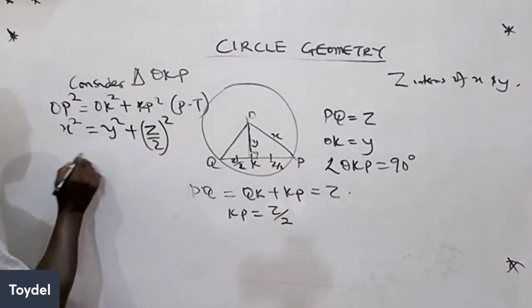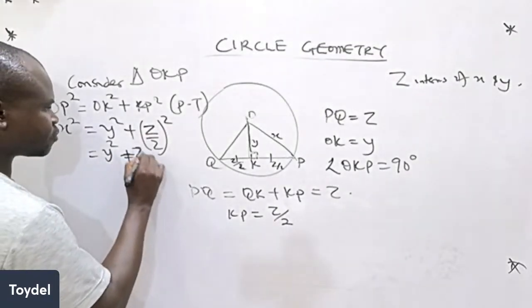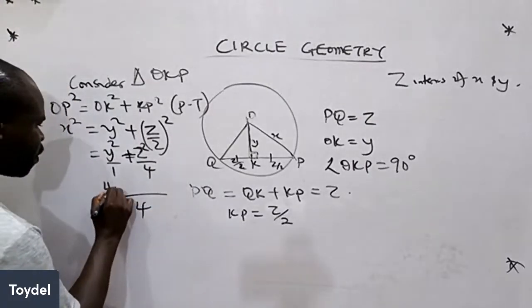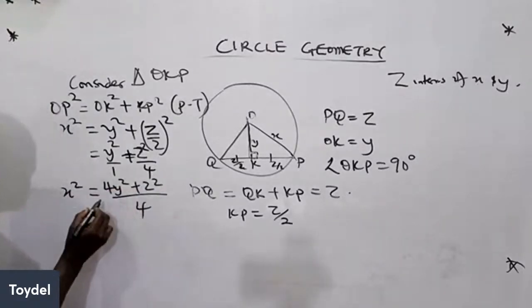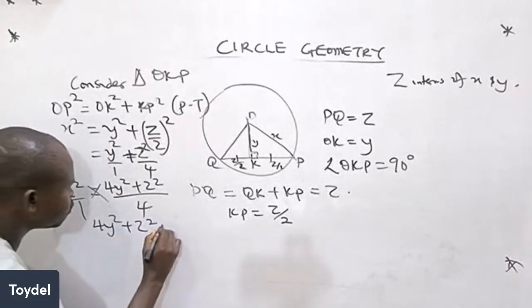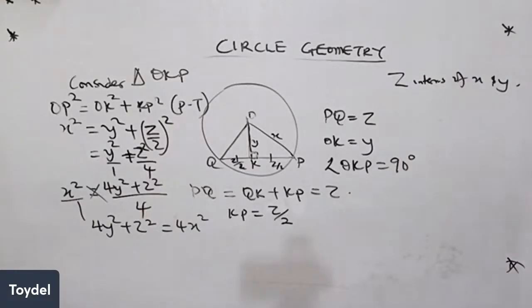So from here now, what do we do? We are going to say X squared is equal to Y squared plus Z squared all over 4. We take the LCM. LCM here will be 4. From here, I'm going to have 4Y squared plus Z squared equal to, if I cross multiply, 4X squared. So we have to write Z in terms of X and Y. That's what we are going to get.